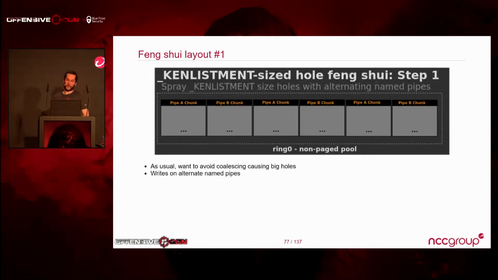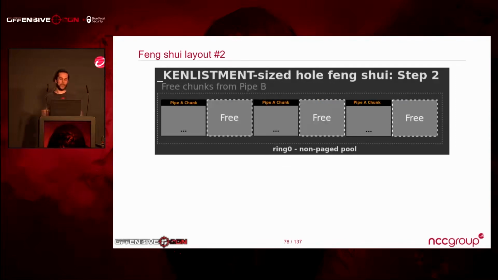So how does it work? If you want to do some feng shui, you can open two named pipes, A and B. This is the usual technique to avoid coalescing and to be able to replace the chunk you free when you do use after free. So we allocate chunks on both pipes.